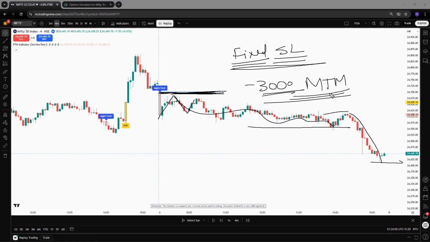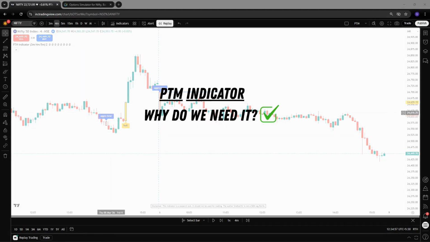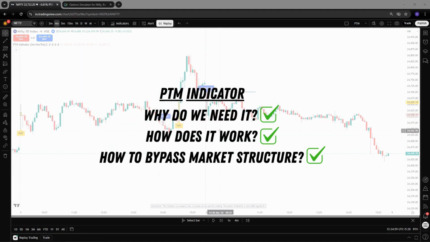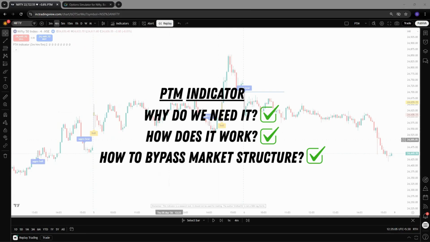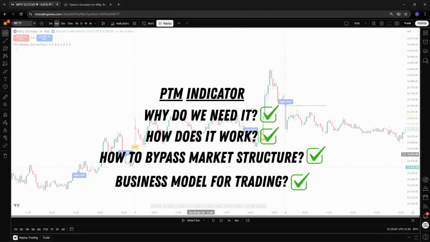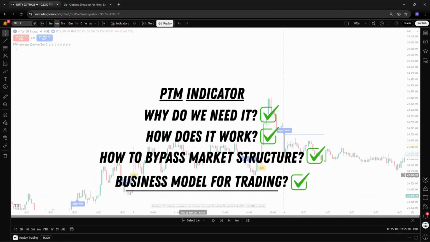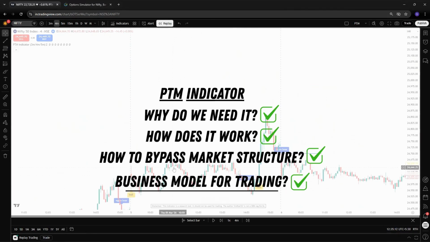So don't worry about that. Very simple 5 minutes process. All right, so far you have learned why we need the PTM indicator, what it does, how we bypass the signal, how we bypass market structure, what the thought process is, and most importantly, the business model you're going to apply. I'll repeat the business model part again. This has to be very, very clear.